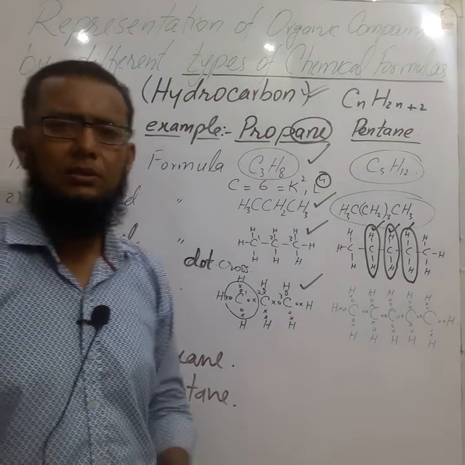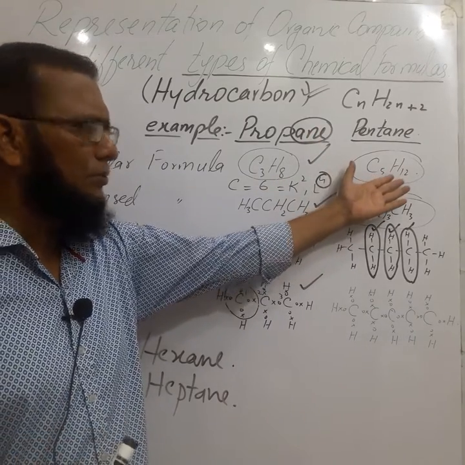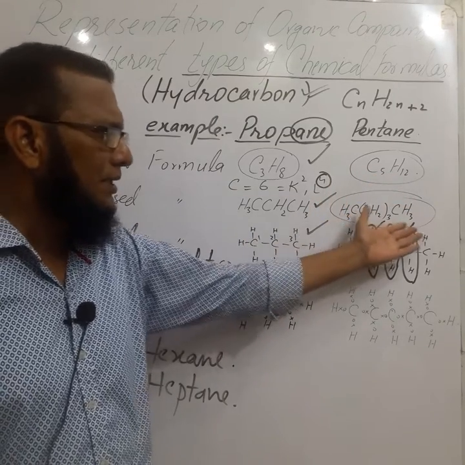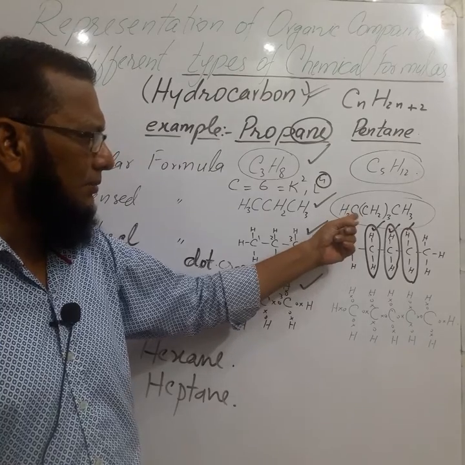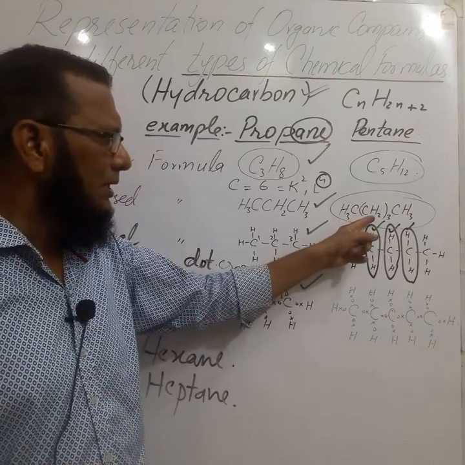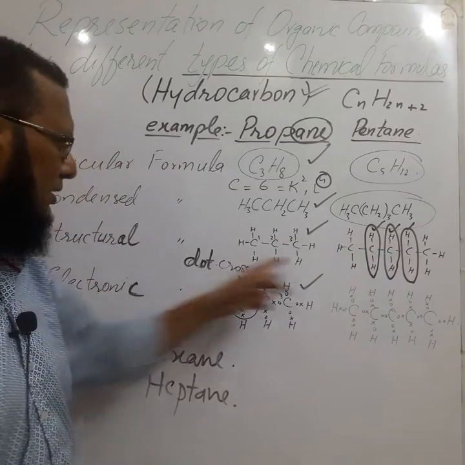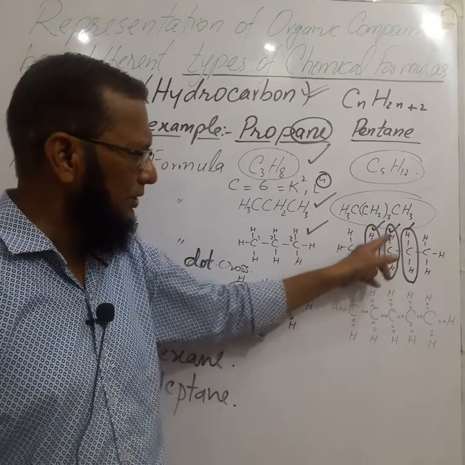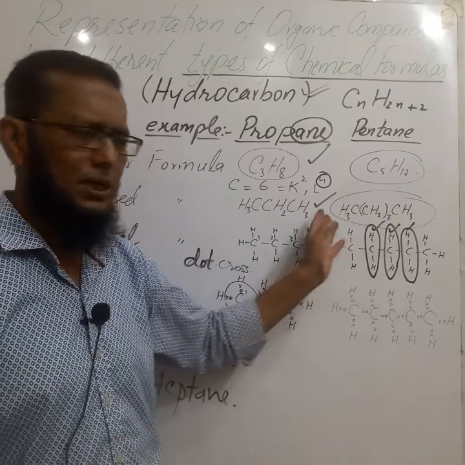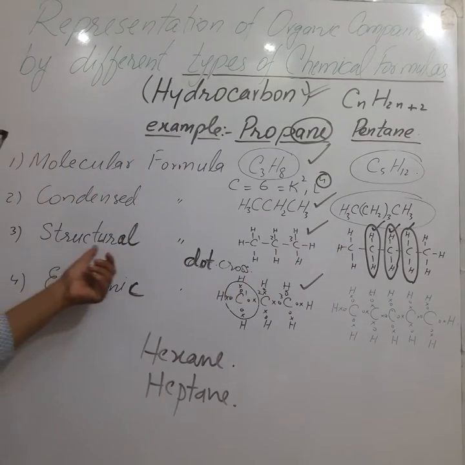In the same manner, you can write the formulas of pentane. The molecular formula shows only the two types of elements and the total number of atoms, 12 plus 5, 17 atoms. This is the condensed form. It shows that this carbon is attached with 3 hydrogens. CH2 in brackets with 3 means CH2 is repeated 3 times, CH2, CH2, CH2, and CH3 at the terminal. These two are terminal.